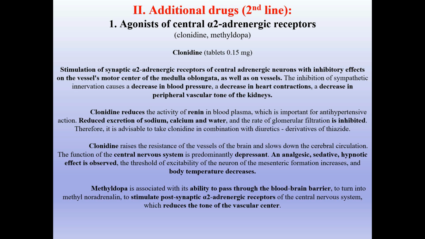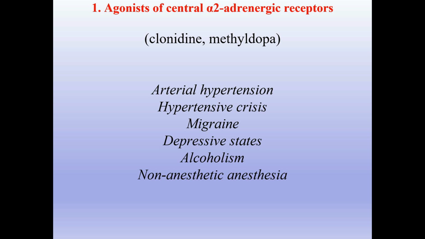Methyldopa is associated with its ability to pass through the blood-brain barrier, to turn into methylnoradrenaline, to stimulate postsynaptic alpha-2 adrenergic receptors of the central nervous system, which reduces the tone of the vascular center. Uses of clonidine and methyldopa: arterial hypertension, hypertensive crisis, migraine, depressive states, alcoholism, non-anesthetic anesthesia.